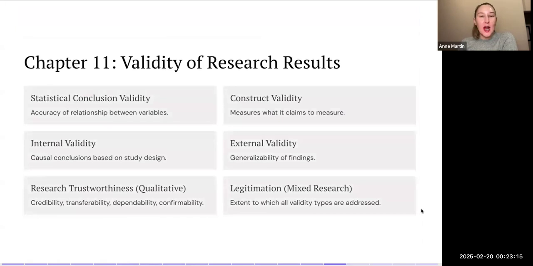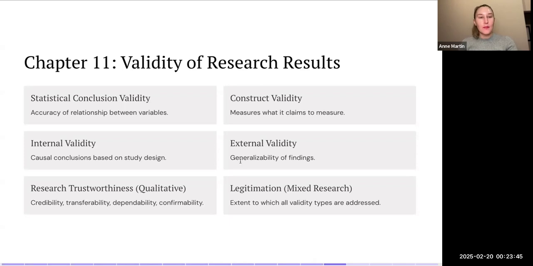Okay, and lastly, chapter 11 about validity of research results. Not to be confused with chapter 7, validity of measurement, which is a component of this, but validity of research results. Of course, this is something to really consider, especially as you become more critical consumers of research, thinking more critically about the validity of some of the claims that might be coming across. So here are some of the big ideas in the chapter. There's a lot of detail in here.